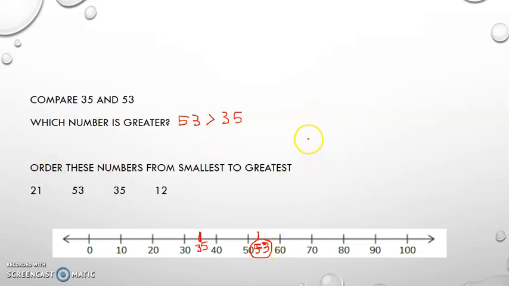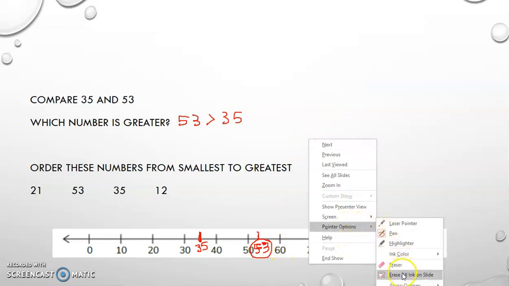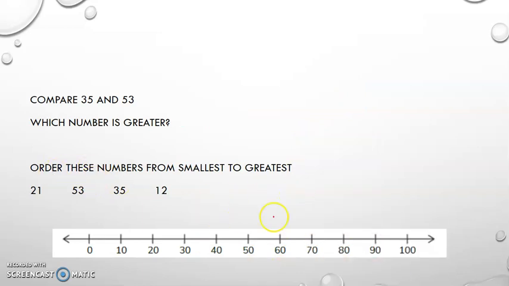Now order these numbers from smallest to greatest. So we'll mark these numbers on the number line, and then left and the right you'll get it in order. Smallest to greatest, to find the 21, 20, after 20, 25. So this is 21, 53. After 50, it is 55 here. 53 will be here.